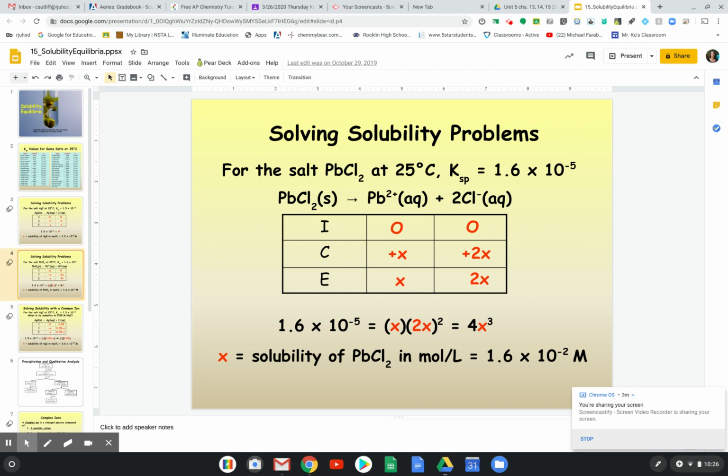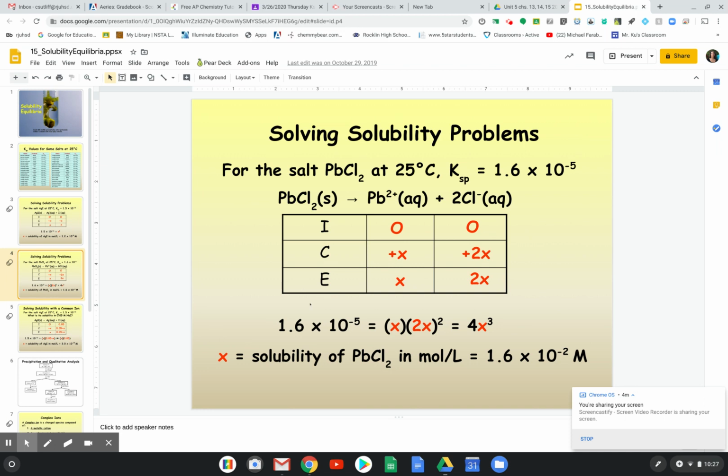All salts will break up into their respective ions. So the lead breaks up into the Pb2+ ion aqueous and 2 chloride ions. Make sure that you're not writing any diatomic gases. In the beginning, you have none of the ions. As the change, you're going to add some of the lead. So we let that unknown amount be plus X. And you'll have twice that amount of chloride, so plus 2X. At equilibrium, you simply add the I and C, so 0 plus X gives you X, 0 plus 2X gives you 2X.